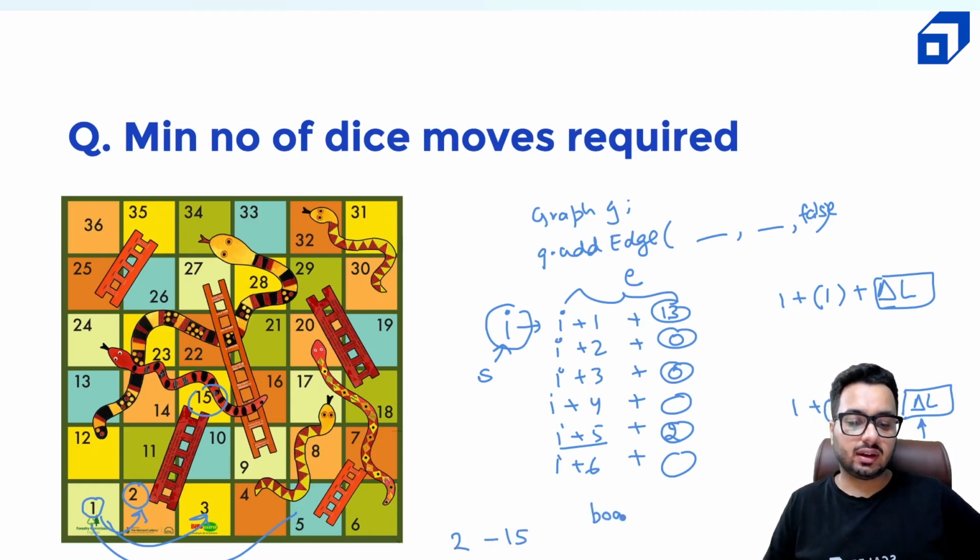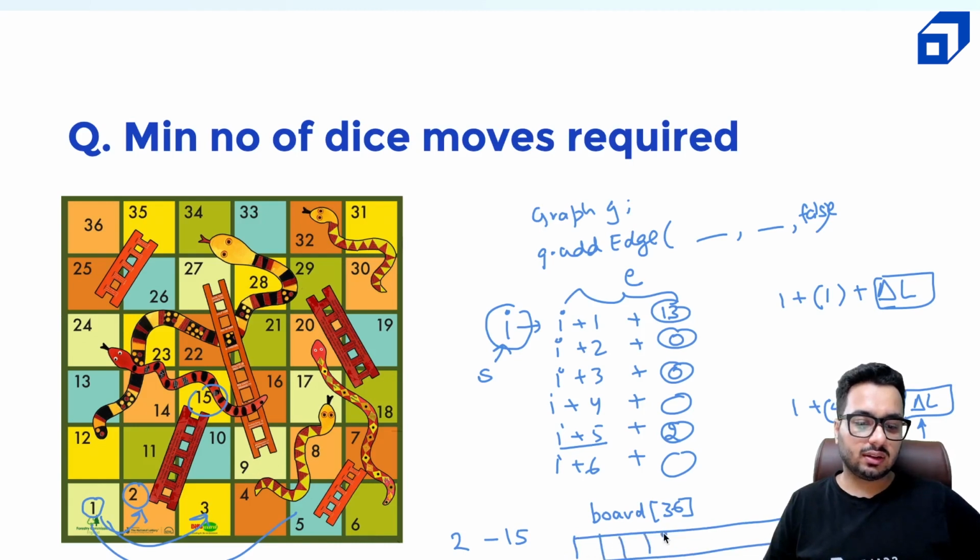Let's create a board array. It's a 1D array of 36 positions, and in each position I'm going to store a delta. If someone says there is a ladder from 2 to 15, at the second position in this array I can store 15 minus 2, that is 13. If there is a snake at, let's say, 32, which takes me to 30, then at 32 I get a delta of minus 2. If I reach 32, effectively I reach 30, so 32 minus 2. This is how I'm going to do it.